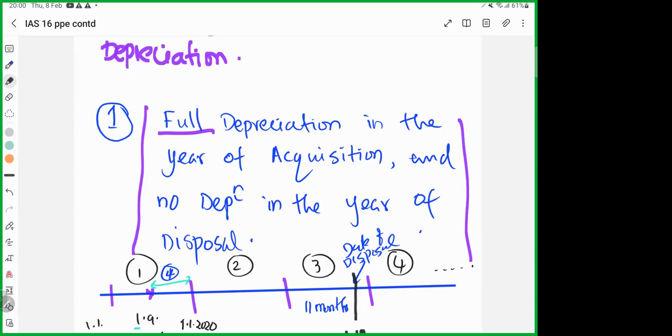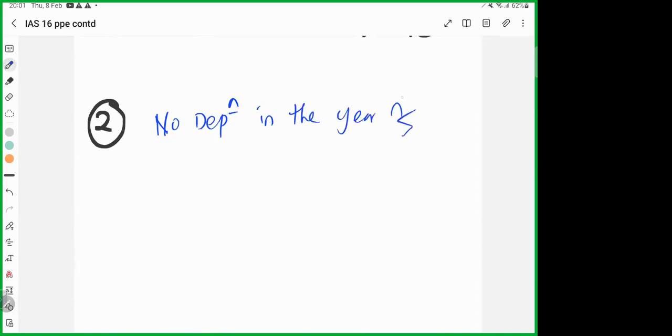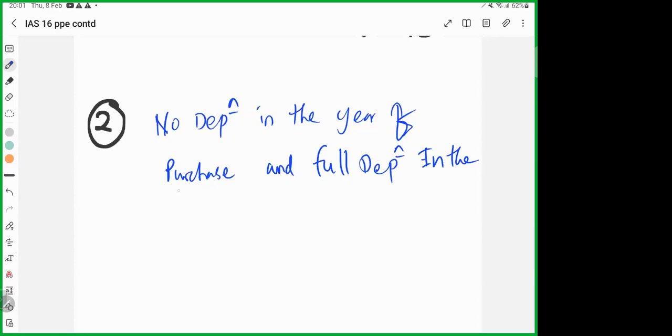Okay. Clear. Now, alternatively, policy number 2. Policy number 2 will be no depreciation in the year of purchase and full depreciation in the year of disposal.